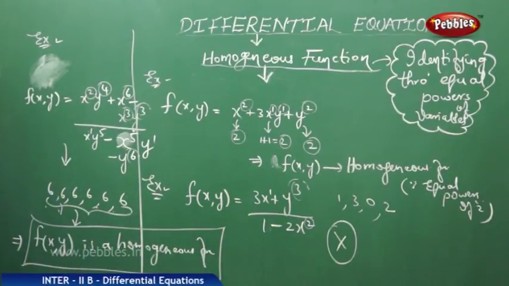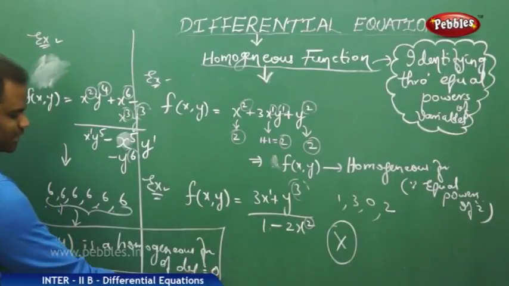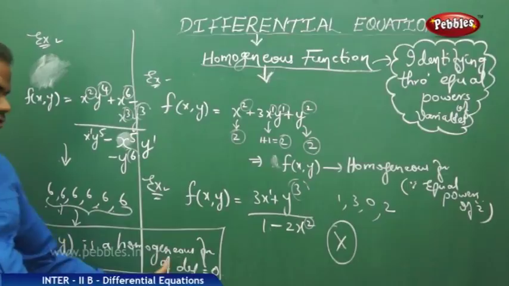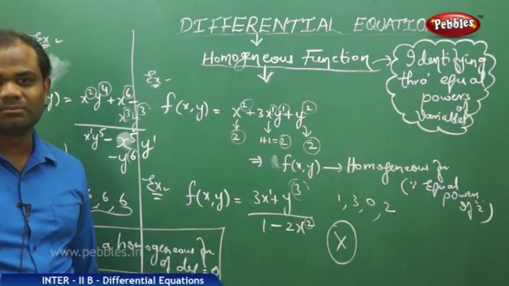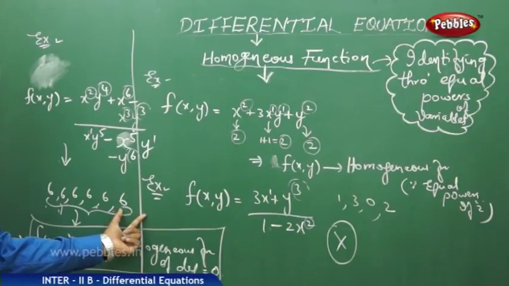But the degree of the homogeneous function will be 0, because all the x and y terms get cancelled. So it's a homogeneous function of degree 0, because each term of the variables has equal powers as 6.